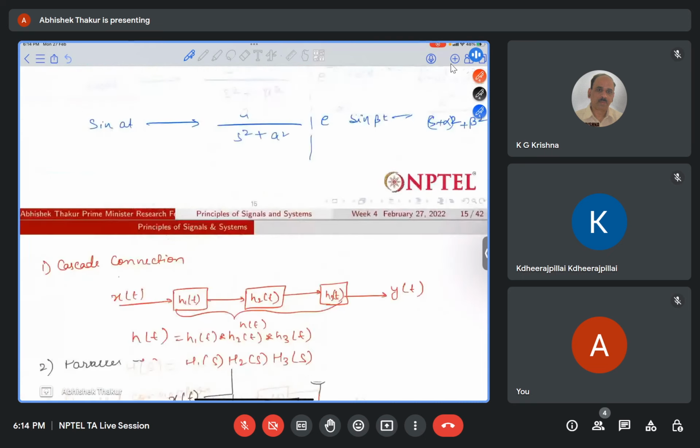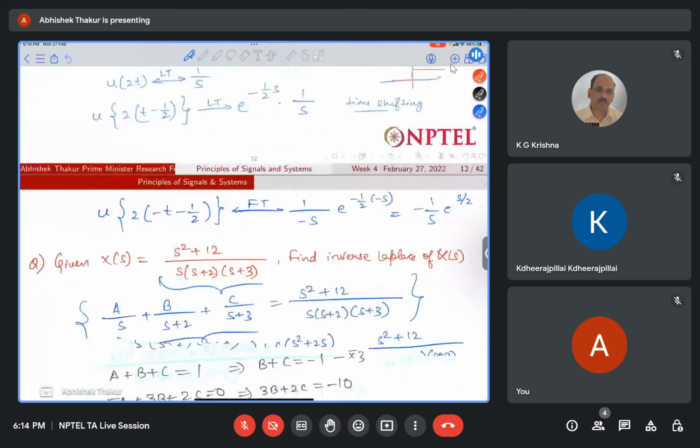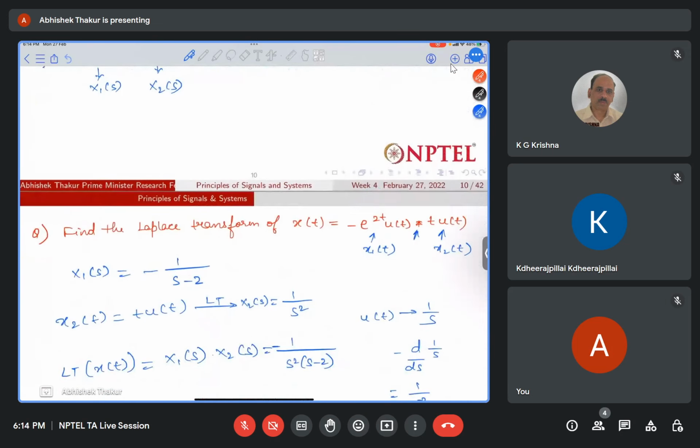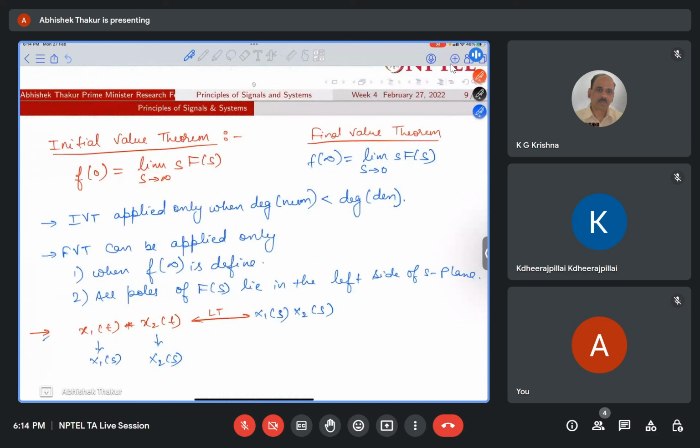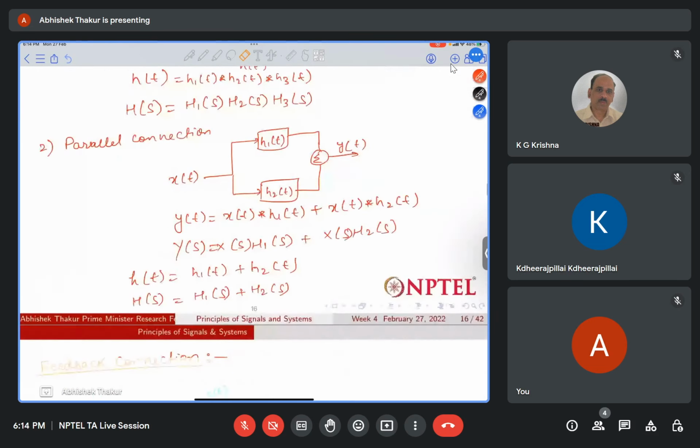So now we will solve a question based on the initial value theorem. For the final value theorem, we just have to apply this formula. And for the initial value theorem, f0 is equal to limit s of Fs, simple, but here s tends to infinite. The initial value theorem is only applied when the degree of numerator is less than the degree of denominator. This is an important point you should keep in mind before applying the initial value theorem.